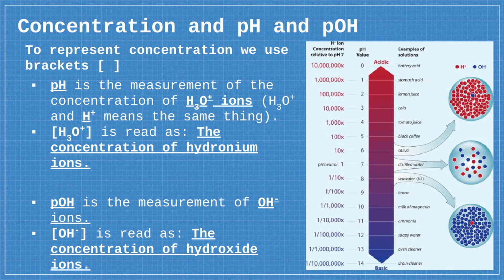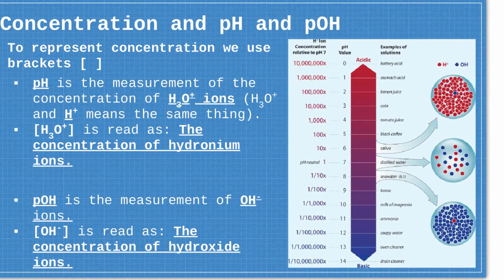To represent concentration, we use brackets. So the pH is the measurement of the concentration of H3O plus ions. H3O plus and hydrogen ions mean the same thing. It's just that you won't find hydrogen ions actually in solution. They always react to form an H3O plus ion, which is called the hydronium ion. H3O plus in brackets is read as the concentration of hydronium ions. pOH is the measurement of OH ions in solution. So brackets OH minus is read as the concentration of hydroxide ions.